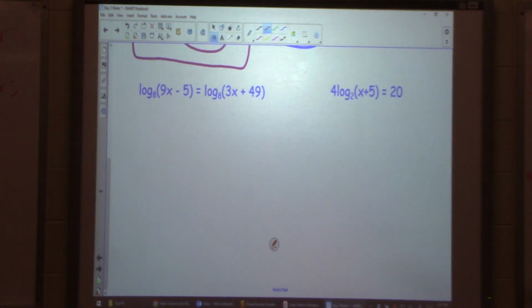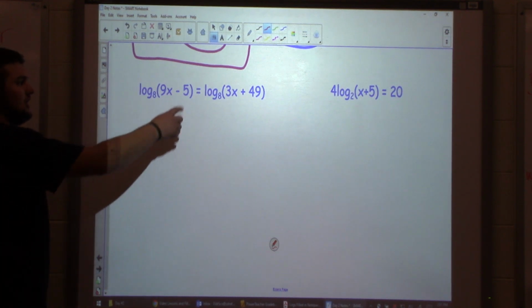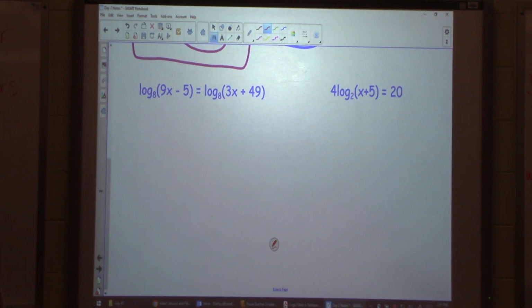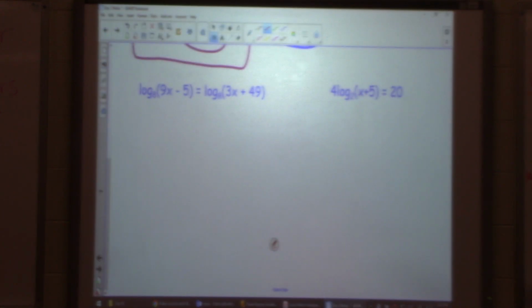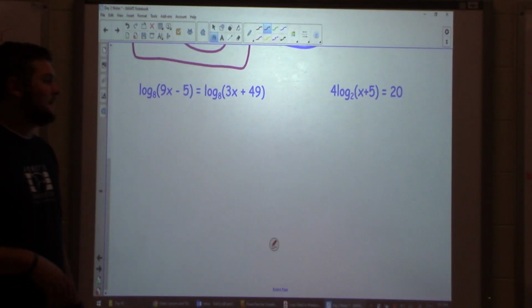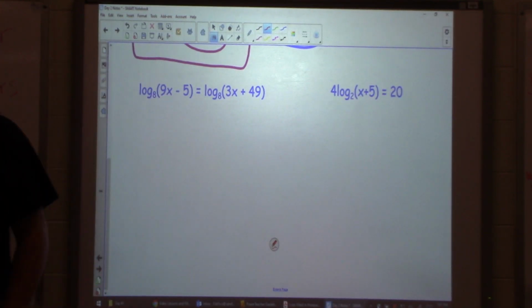Alright, log base 8 of 9x minus 5 equals log base 8 of 3x plus 49. I'm suing this school. Who said that? Just you. We have it on video. Yeah. Evidence. I'll edit it. Like you know how to.